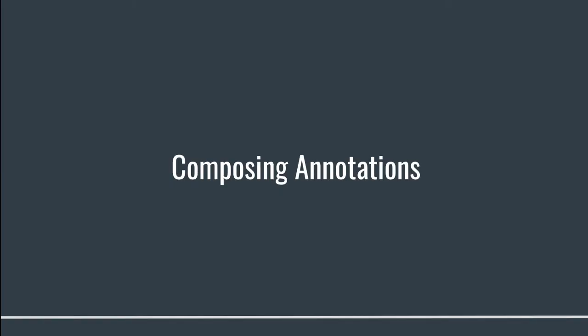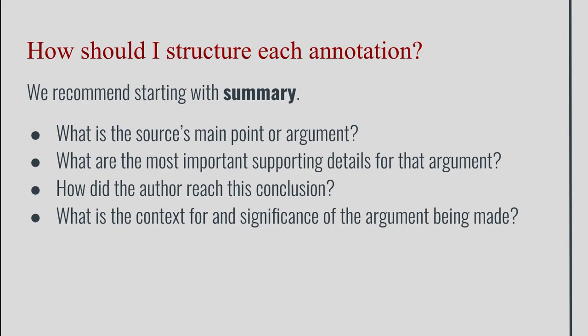So, composing annotations. How should I structure each annotation? We strongly recommend starting with a summary. What is the source's main point or argument? What are the most important supporting details for that argument? How did the author reach this conclusion? What is the context for and the significance of the argument being made? The summary is the most important part of the annotation and should take up more space than evaluation or reflection. In order to summarize effectively, you have to know the source extremely well. So you want to step away from the article and think of explaining it to a friend in your own words and style and tone.